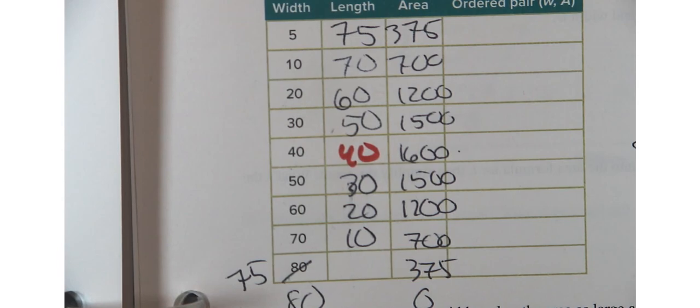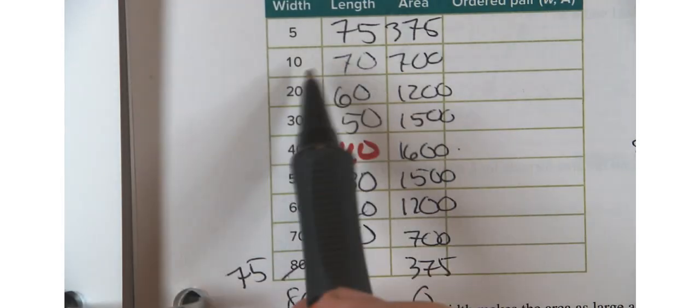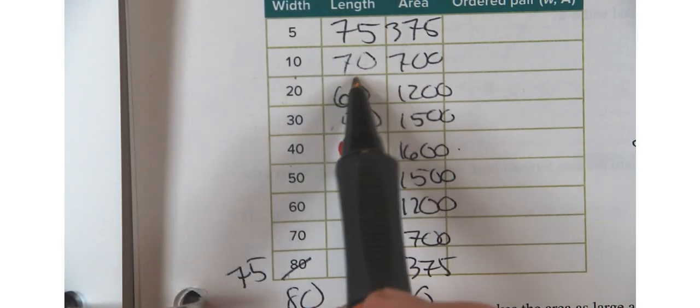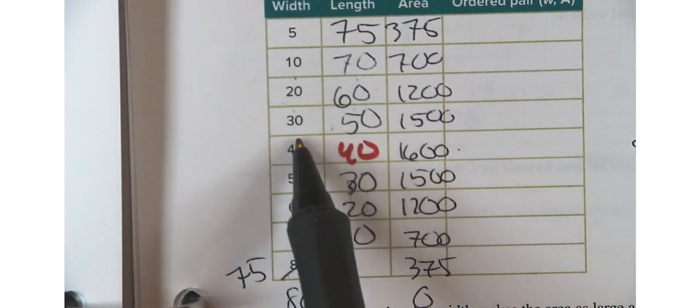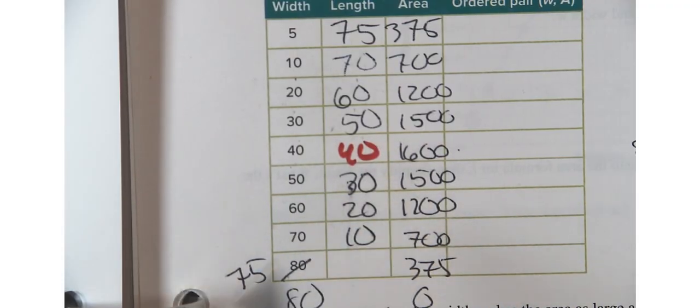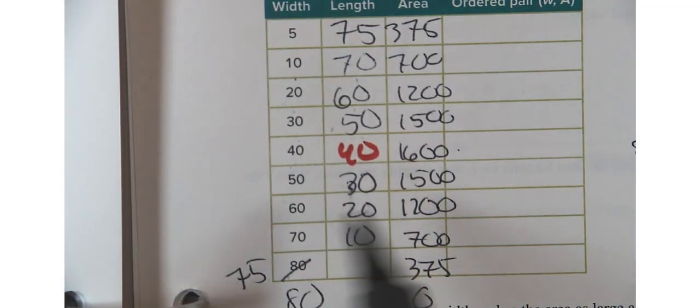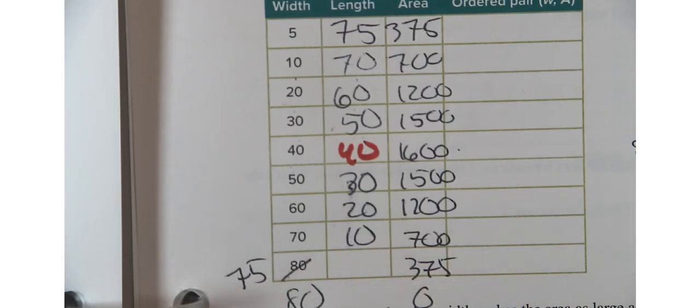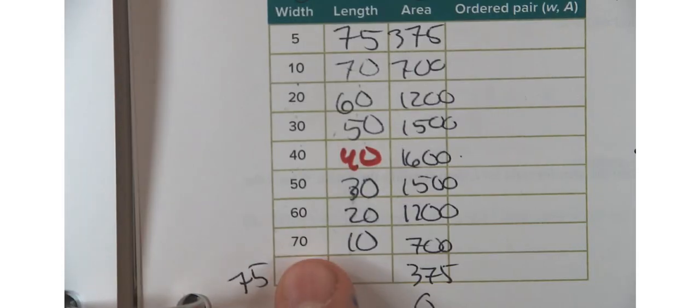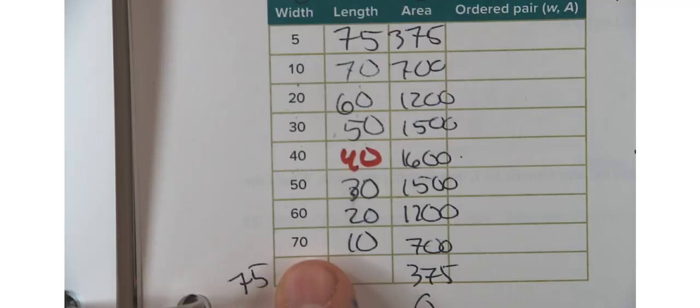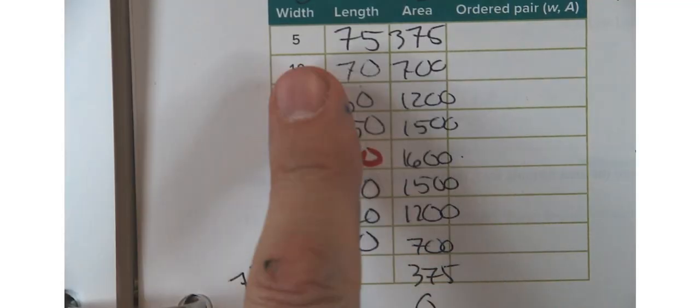What would be the formula for pairs of numbers? If I have a 10, then I should get out of 70. 20 gives me out of 60. 30 and 50, 40 and 40, and so on. Is there a formula that relates these two numbers? So they always add up to something? They always add up to 80, right?